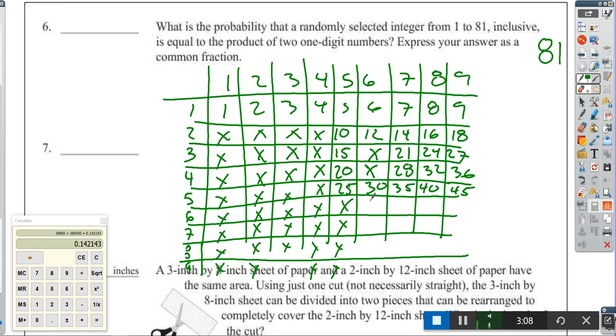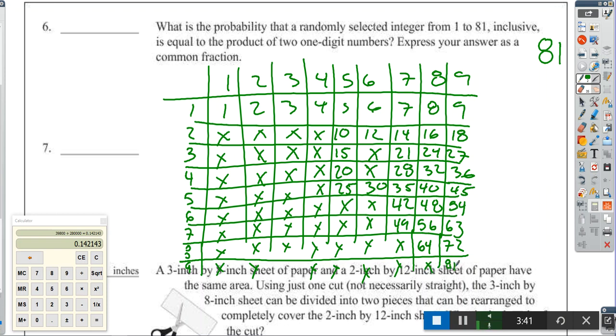6 times 6 is 36, which we already have right here. 6 times 7 is 42. We don't have that. 6 times 8 is 48. And 54. Close out the 6s. 7 times 7 is 49. That is new. 7 times 8 is 56. And 7 times 9 is 63. All new. Close out the 7s. I might as well finish it at this point. 8 times 8 is 64. I don't have a 64. 8 times 9 is 72. Close out the 8s, and 81.